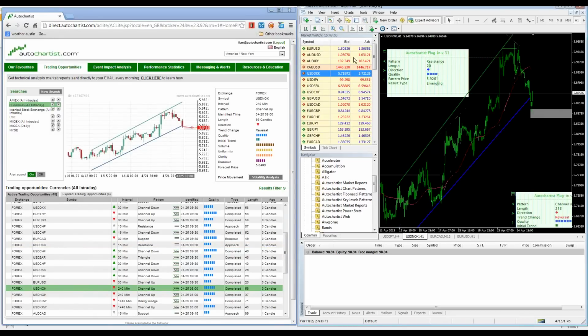As you can see, I'll just zoom out a little bit. It's the same opportunity that we see on Autochartist, that we see in Metatrader. Again, I applied just my Autochartist template onto my Metatrader, and I can see that there's been a breakout. Now, the forecast level was very, very close to the breakout point, but take that with a pinch of salt.